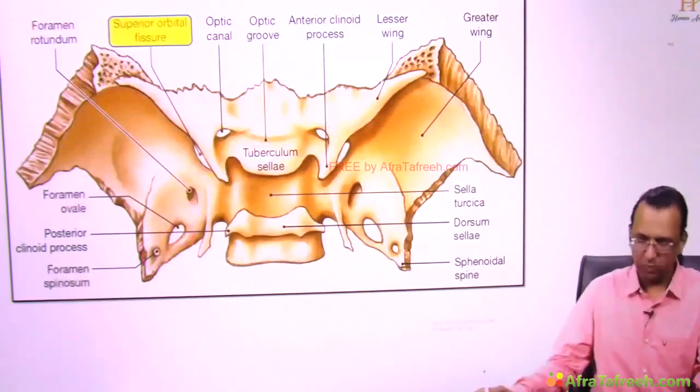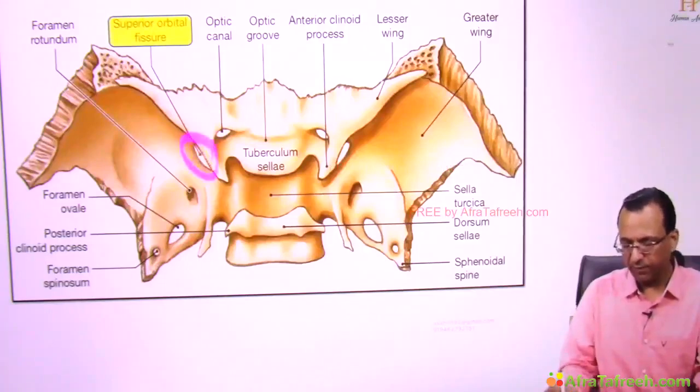And what is this gap? This gap between the lesser wing and greater wing. Yes, that is the superior orbital fissure.